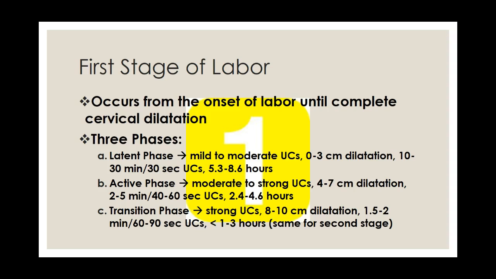The transition phase is the last phase of the first stage of labor. In this phase, our uterine contractions are very strong. Our contractions are 1.5 to 2 minutes in frequency and 60 to 90 seconds in duration. And this phase of the first stage lasts anywhere from 1 to 3 hours. Our cervix at this point is 8 to 10 centimeters dilated.